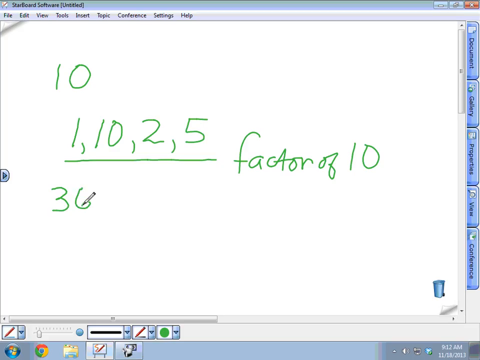If I want to list all of the positive factors of 36, okay, I can list everything that goes into 36 evenly. Well, I know instantly that 1 and 36 go in there. All right?